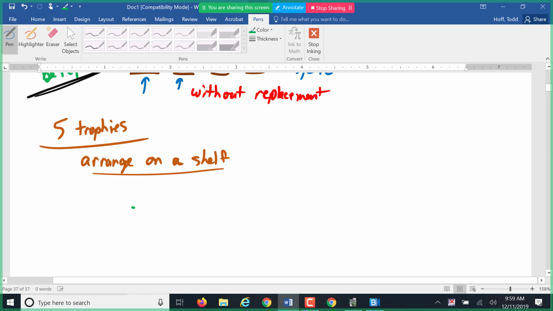So when we go to arrange them on the shelf, there's 5 trophies, so we're going to have 5 spots to put them in. For the first spot, there are 5 choices possible. The second spot, there's only 4 choices possible. The third spot, there's only 3 choices left. The fourth spot, there's only 2 left. And finally, at the 5th spot, there's only 1 trophy left, so only 1 choice.